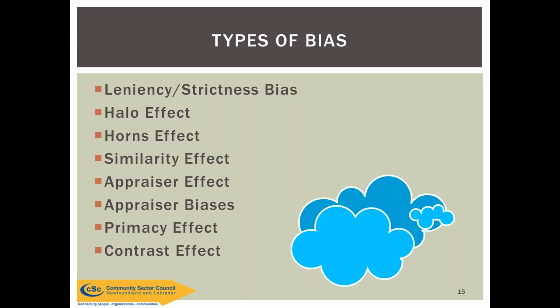So, for example, if you had an individual that went to College of the North Atlantic and they were interviewing individuals from MUN and College of the North Atlantic, if they only gave high scores to those from College of the North Atlantic, then they could be guilty of that effect. And this is just an example, of course.